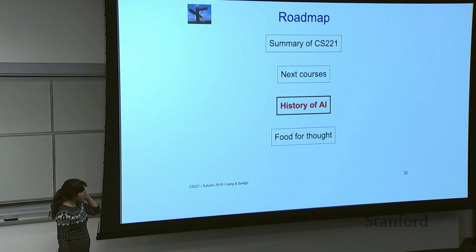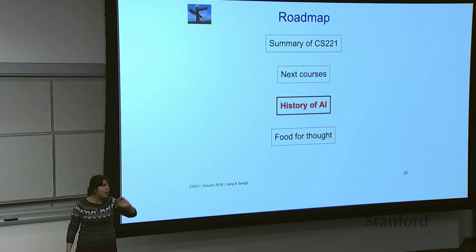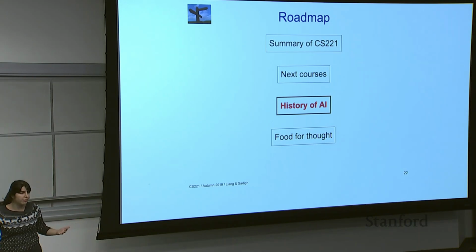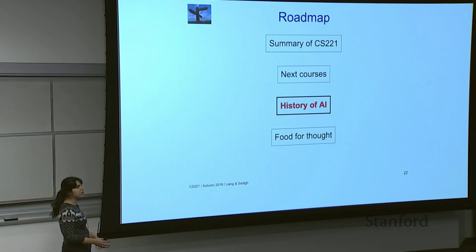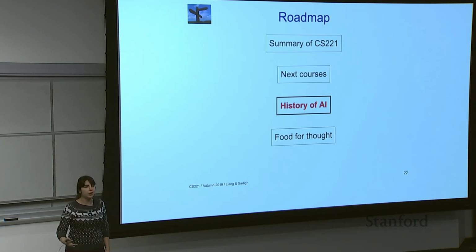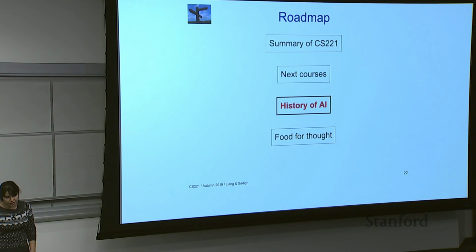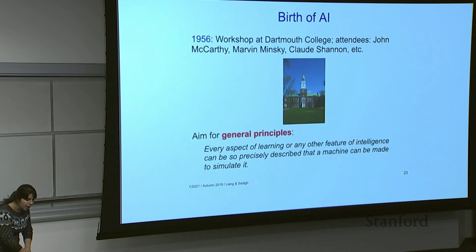But for the rest of the class, I want to do a quick history of AI again. And after that, let's talk about what some of the problems are, what is left. We've talked about all these cool algorithms and tool sets, but what is difficult, what is not solved? I want to spend a little bit of time on that. So let's talk about the history of AI.